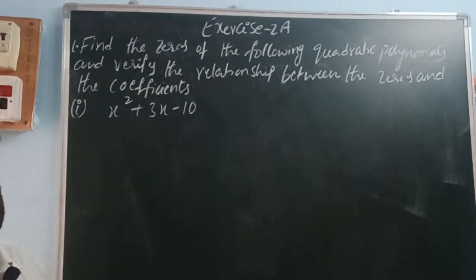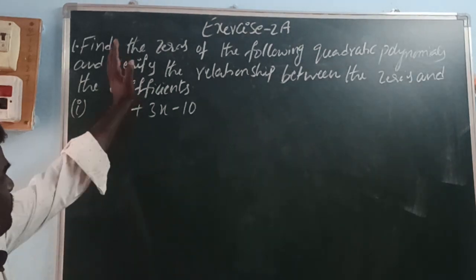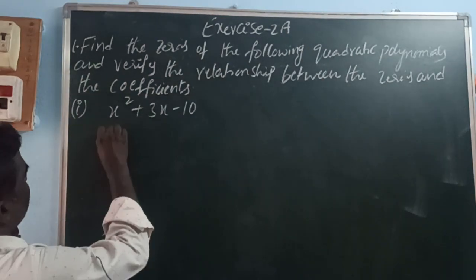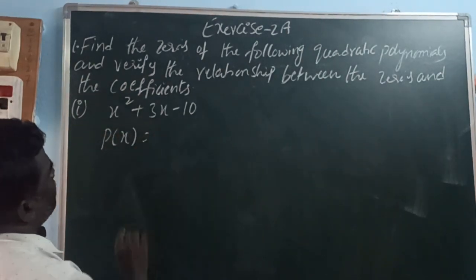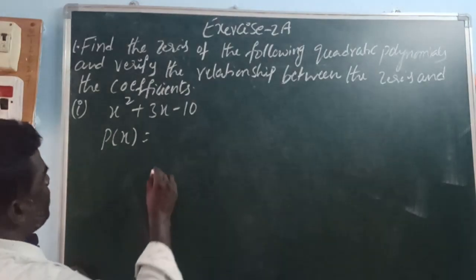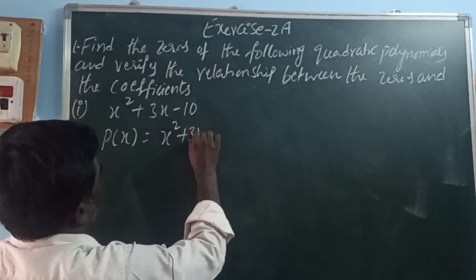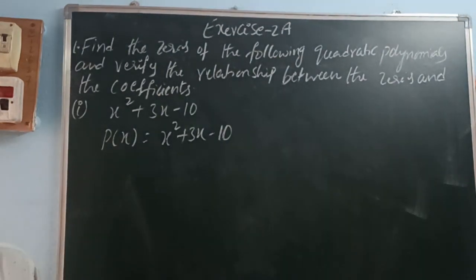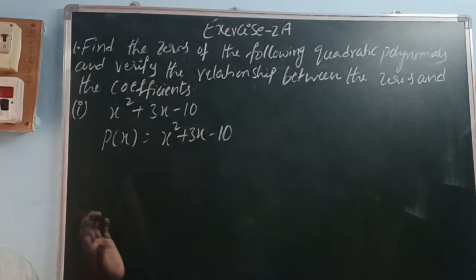Exercise 2a. Find the zeros of the following quadratic polynomials and verify the relationship between the zeros and the coefficients. Here the first problem, the first one, x square plus 3x minus 10. First let us take p of x. P of x means polynomial with variable x. So p of x is equal to x square plus 3x minus 10. For this polynomial, first find the factors.